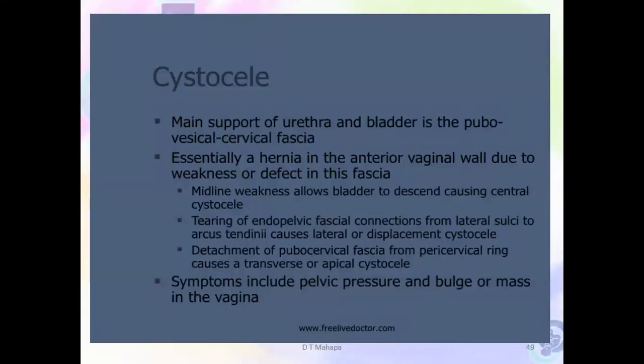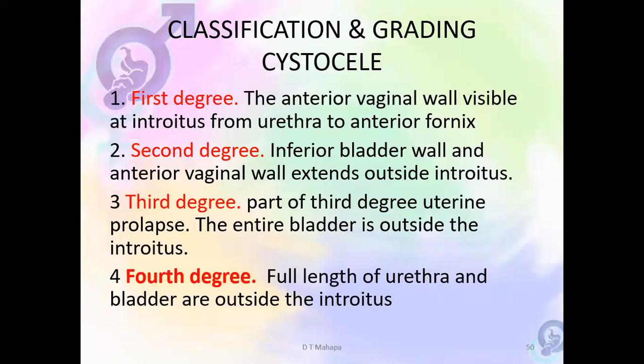The main support of the urethra and the bladder is the pubocervical fascia, the fascia that attaches the cervix to the bladder. If there's damage to that due to childbirth, then the bladder will prolapse. Essentially what's happening is a herniation of the anterior vaginal wall. And because of this weakness, it causes a central cystocele. We'll describe a cystocele later when we see it. And you can see the cystocele. It might be mild, which is called first degree.